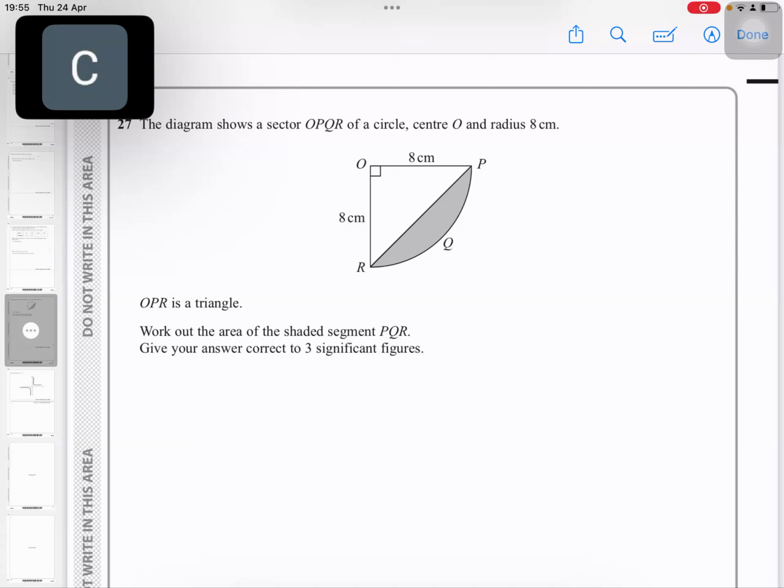Okay, so you know what's going to happen for this one. You need to find the area of the full sector. This looks like a quadrant of a circle, right? So we'll find the area of that quadrant. Then we're going to subtract the area of the right angle triangle, POR, from the area of that quadrant. That will give us that shaded part. There's nothing else.